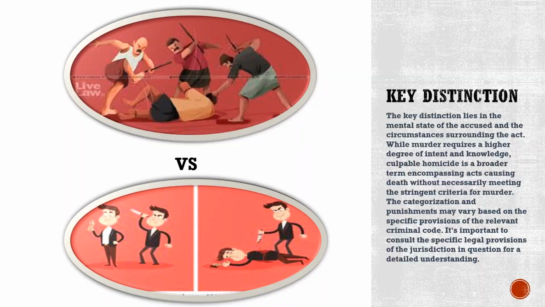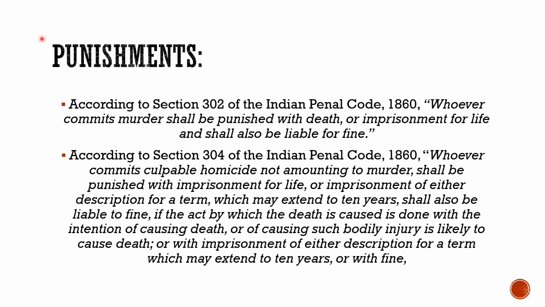Now the punishments for both cases. According to section 302 of the Indian Penal Code, whoever commits murder shall be punished with death or else life imprisonment or both. And according to section 304 of the Indian Penal Code, whoever commits culpable homicide not amounting to murder shall be punished with imprisonment for life or imprisonment of either description, which may extend to 10 years, or shall be liable to fine.